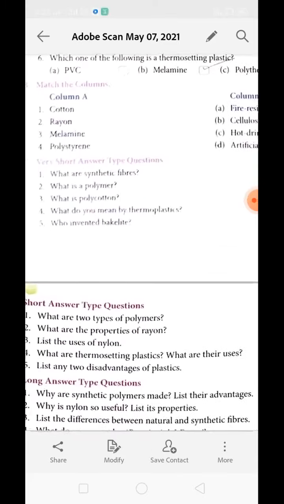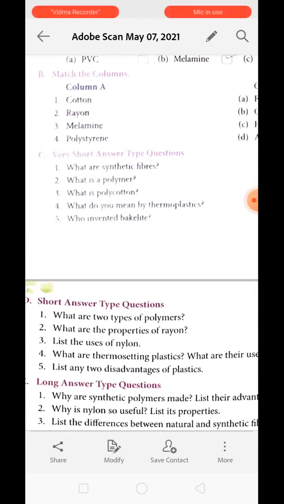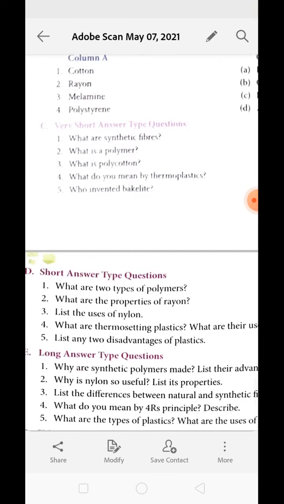Now very short answer type of question. The first question is, what are synthetic fiber? Answer should be, synthetic fibers are man-made fiber which is manufactured in the factory by use of petrochemical. Again I am repeating, synthetic fibers are man-made fiber. They are prepared in factories from petrochemical substances. Now next is, what is polymer? When thousands of monomer join together, it forms polymer. So polymer is thousands of monomer joined together to form polymer.